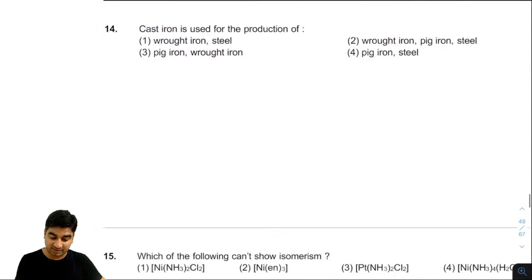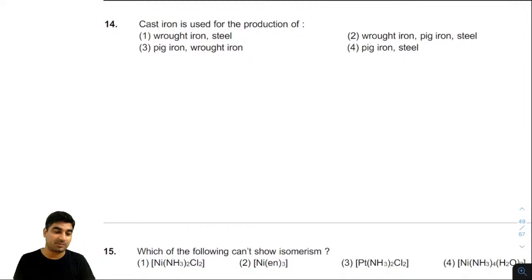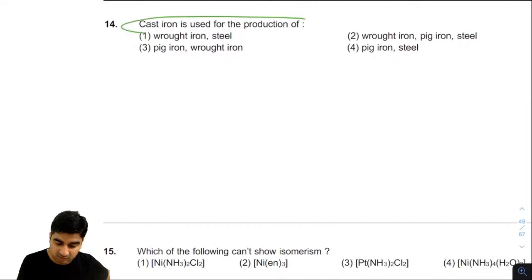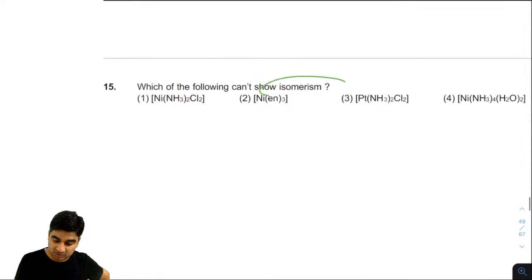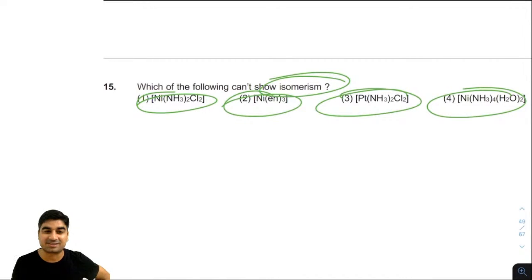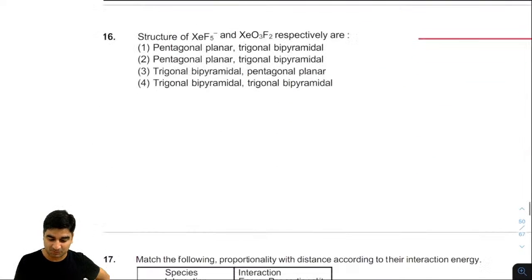Okay. Now cast iron. Actually, this is memory based, so I'm not sure. The structure is seesaw, so there might be some option missing. Cast iron is used for production of, again a problem from metallurgy. Cast iron, wrought iron, pig iron, steel: for which purpose can it be used? Which of the following will show isomerism? Again, you should have an idea about coordination chemistry. Many of you keep asking me, sir, start coordination, start coordination. Don't worry, I will start it very soon.